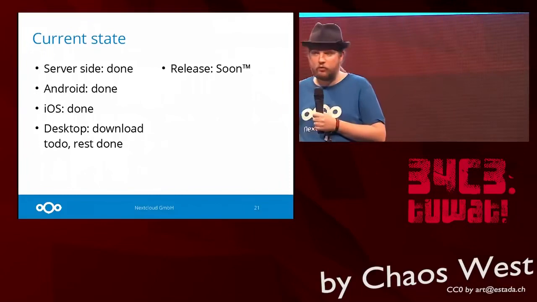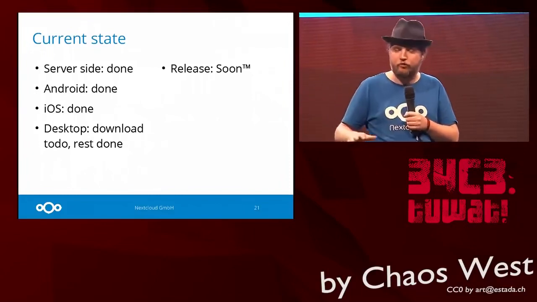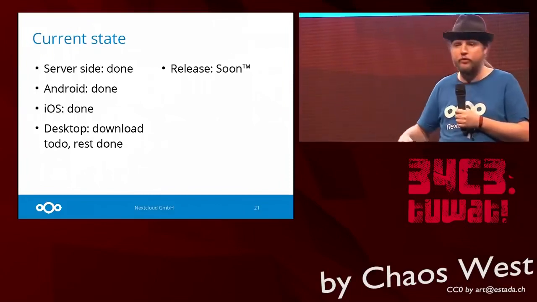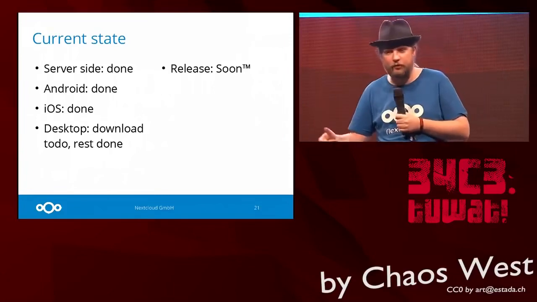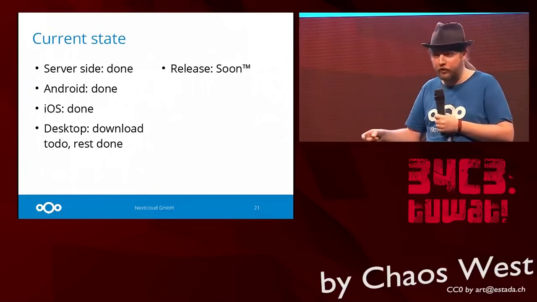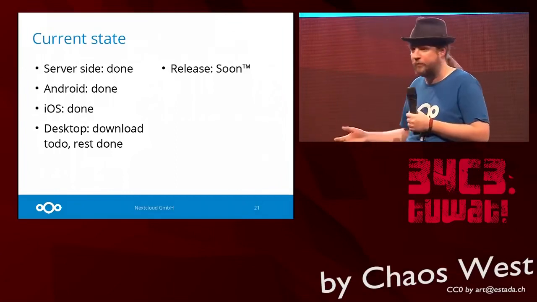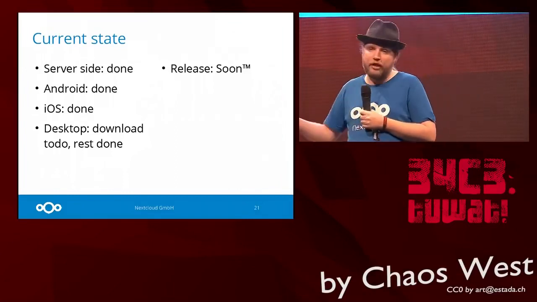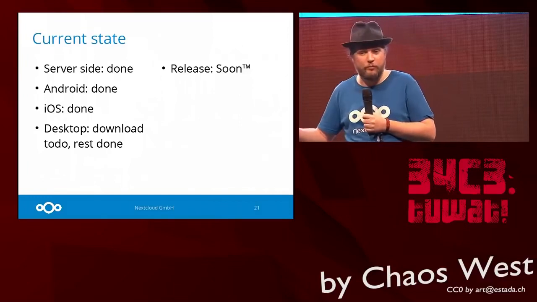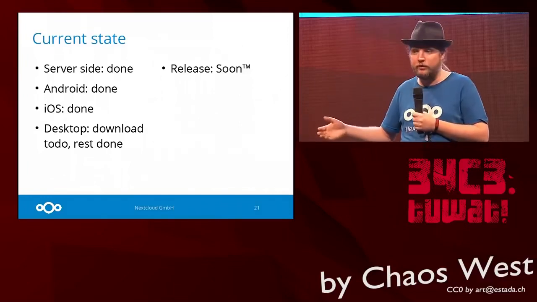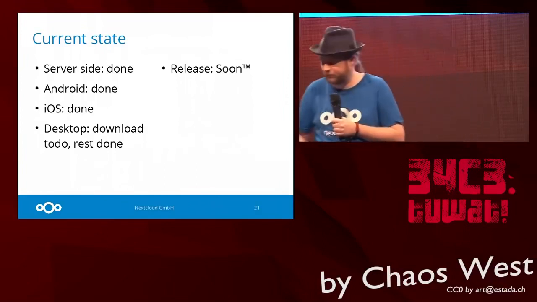The desktop client right now can create a secure identity, sync it with the server, create a folder, make it end-to-end encrypted, and upload files. It can't download yet. That's the last thing that needs to be finished. As soon as that is done and we've tested it all a bit more, we will release it. When? We'll see.